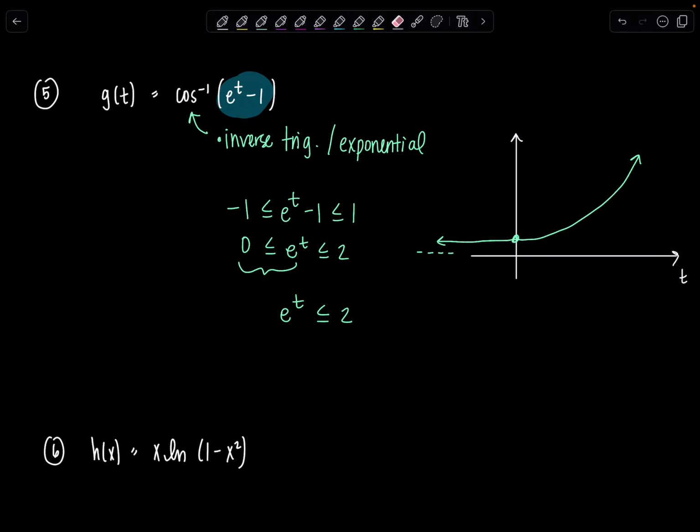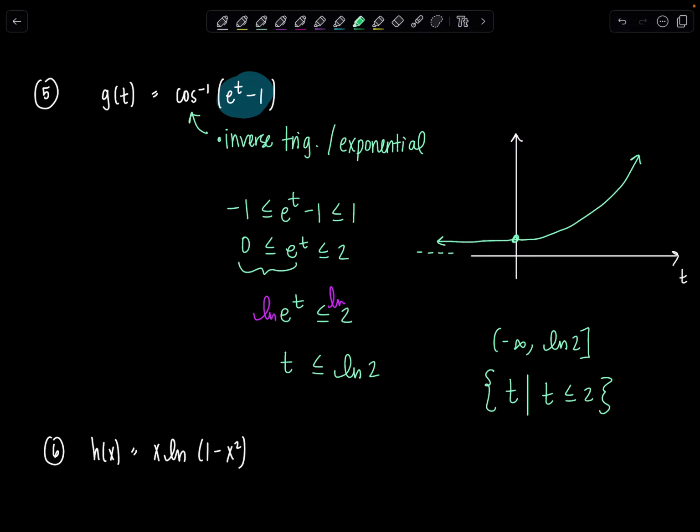Oh, good. Now I'm going to take the natural log of both sides. So then that means natural log of e to the t, which is just t, needs to be less than or equal to natural log of 2. And that's it. So that's the domain of my function. That's where it's continuous. In interval notation, you would say from negative infinity to natural log of 2, or set builder, t such that t is less than or equal to natural log of 2.